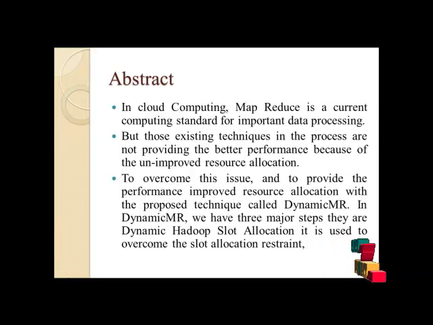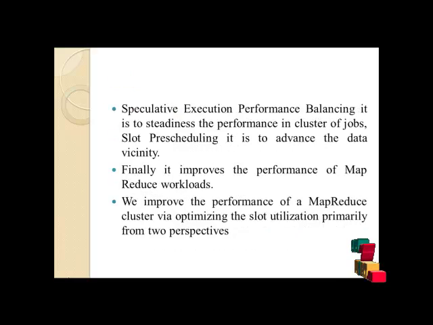In DynamicMR, we have three major steps. They are dynamic slot allocation, which is used to overcome the slot allocation constraint. Second one is speculative execution, that is, it performs the load balancing. It is to steady the performance in the cluster of jobs. Third one is slot pre-scheduling, to advance the data availability. Nothing but for the data locality process, we perform the slot pre-scheduling process.